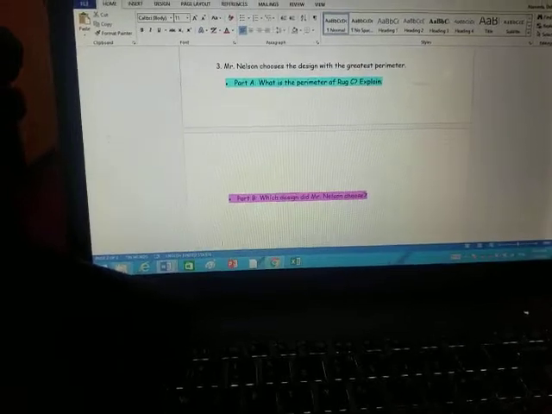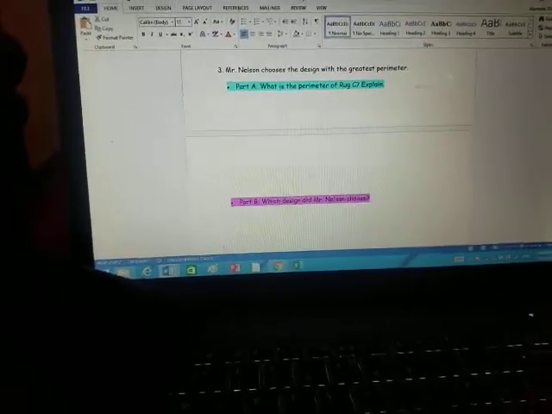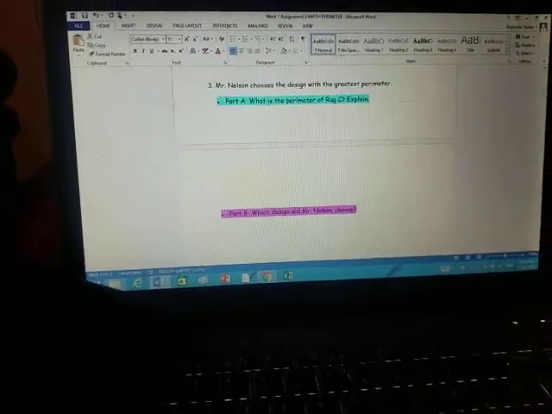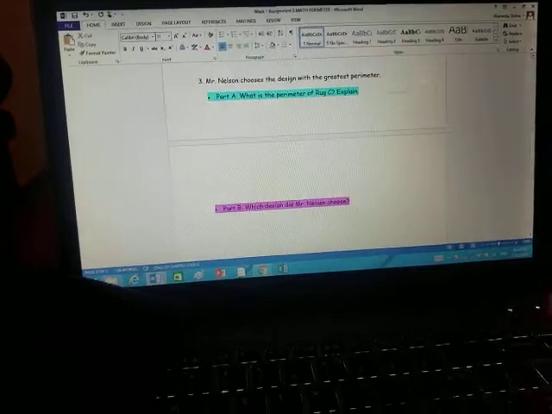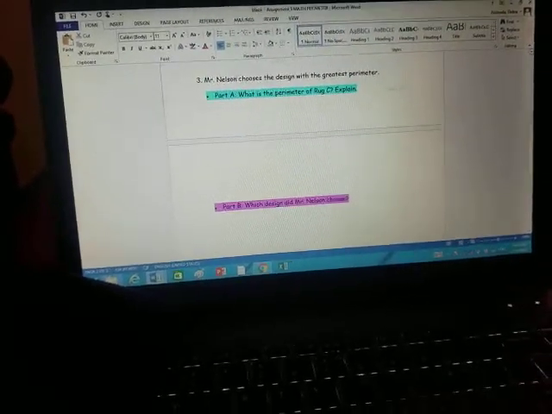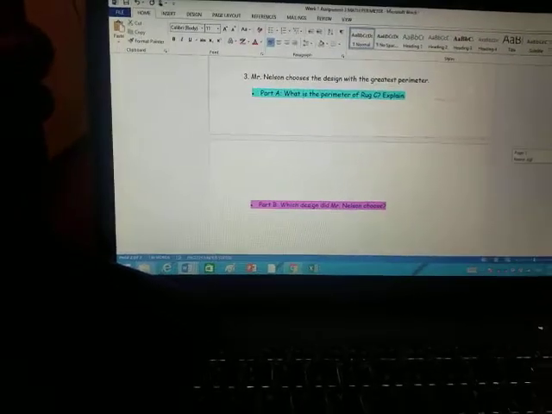All right, so part 3, question number 3 has 2 parts, so make sure you do both of the parts. It says Mr. Nelson chooses the design with the greatest perimeter of all, so the bigger number. But before that, we can't do that until we figure out what rug C's perimeter is.